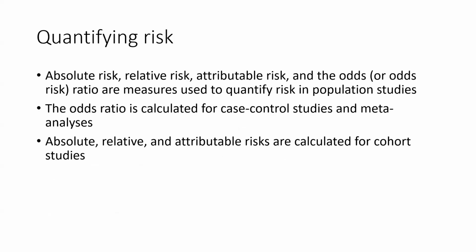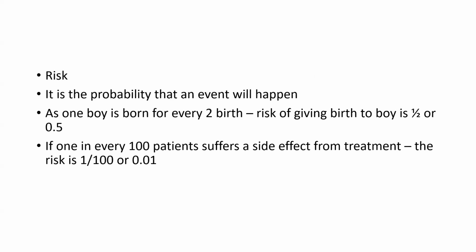Then quantifying risk. Quantifying risk includes absolute risk, relative risk, attributable risk, and odds ratio, which are the measures to quantify the risk in a population study. Odds ratio is calculated for case control study and meta-analysis. Absolute, relative, and attributable risk are calculated for cohort study.